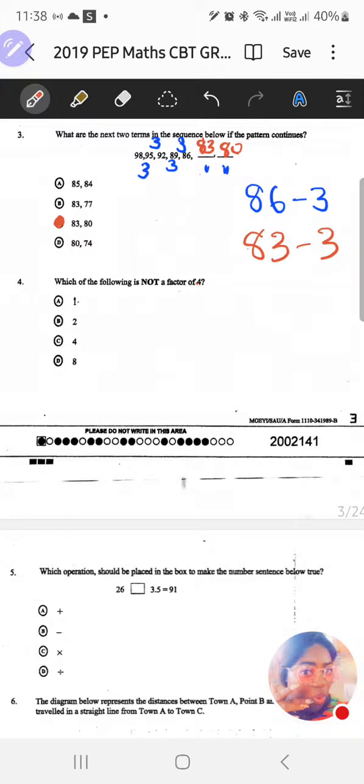8 times what number would give you 4? Let's try 8 times a whole number here. So 8 times 0 would be 0. 8 times 1 would be 8. And as you can see so far, we have already exceeded 4. So we would say 8 is not a factor of 4. All right. Good job to those who selected 8 for their answer.